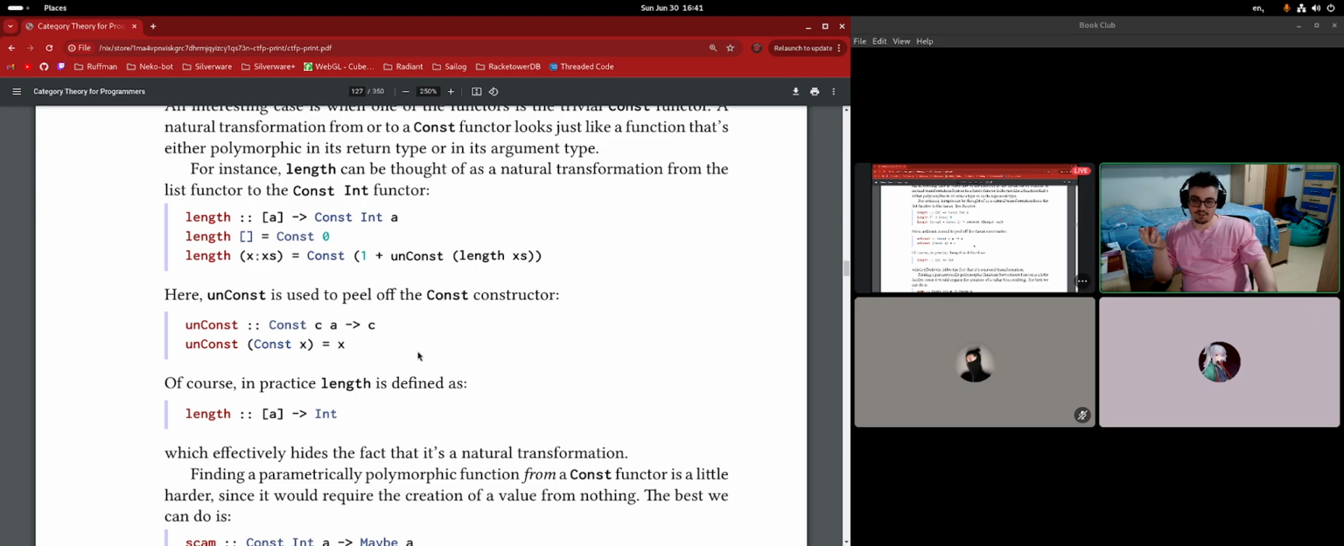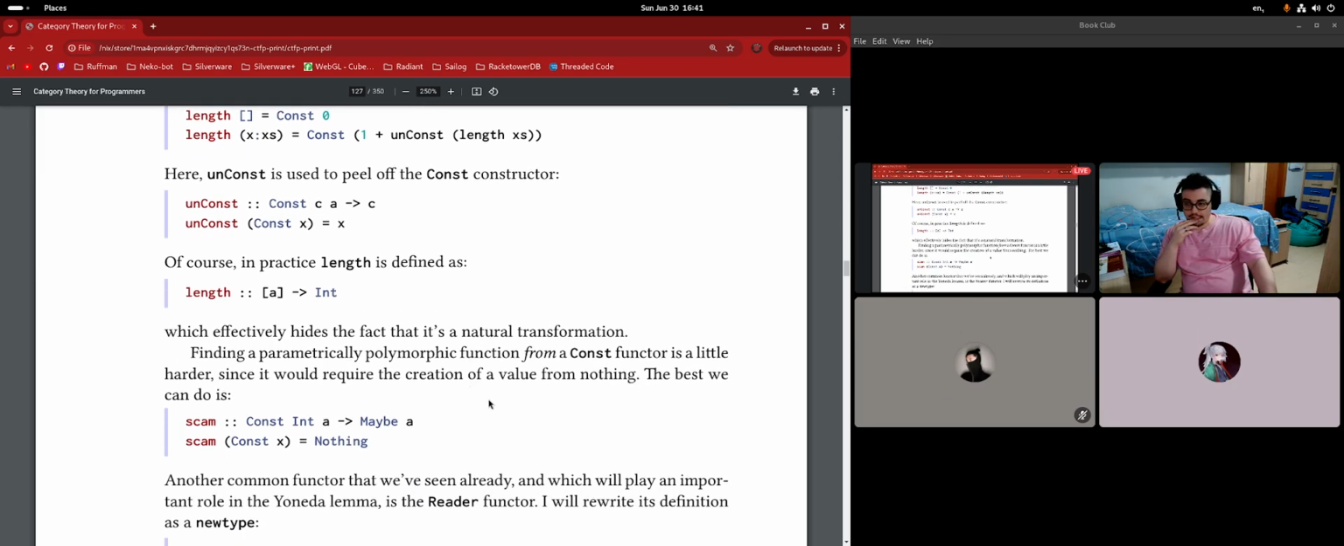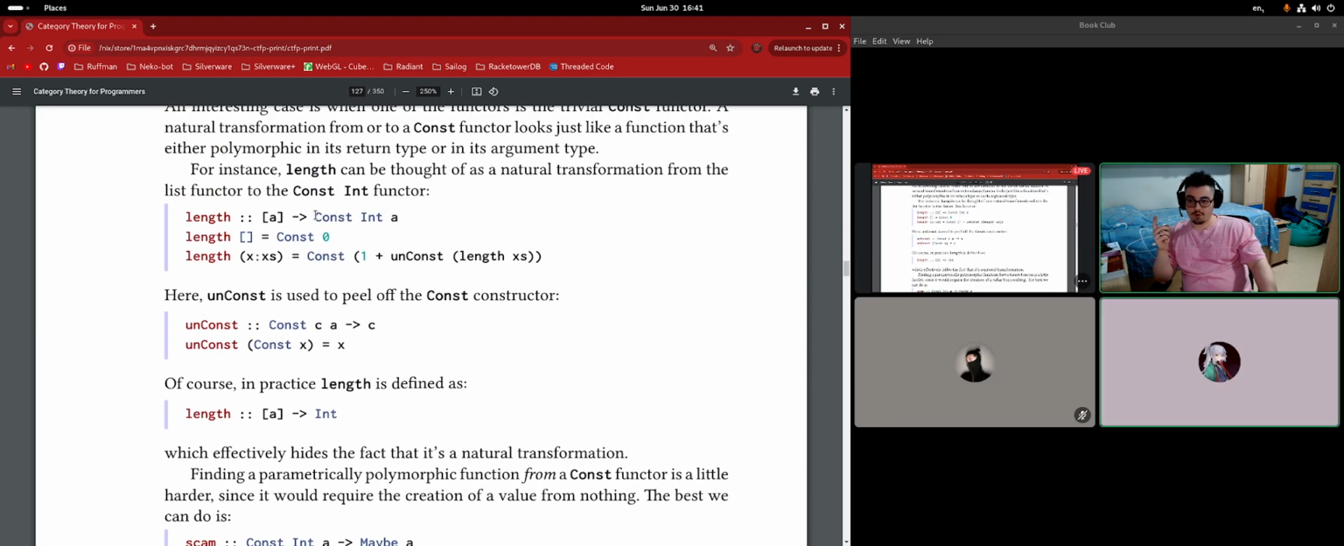But of course, this is just to be a little bit playful, because in practice you're going to use this: you pick a list of any type and return an integer. And then we have the other example, the other way around. Can we go from const to something else? Go on, Manny.